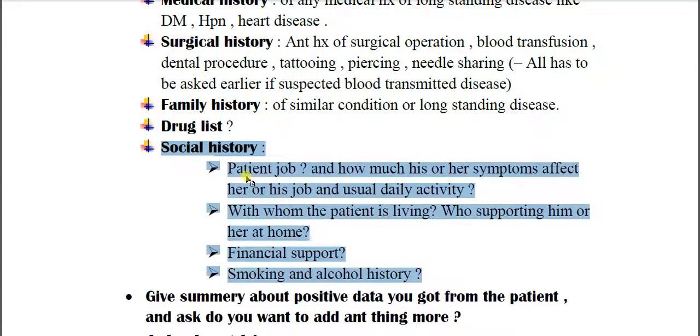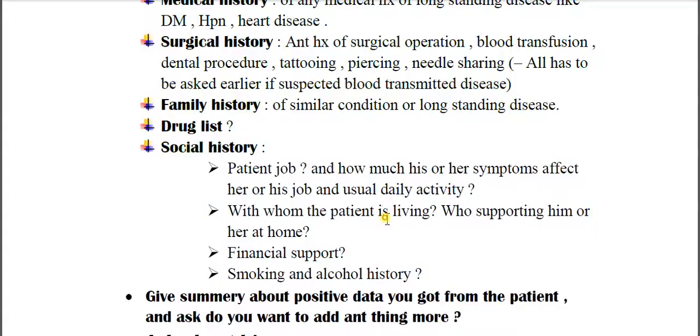What do you do for living, the patient's job, and how much his symptoms affect your job and usual daily activities. Refer the patient to a social worker if usual daily activities and social life is interrupted. And refer the patient to an occupational health care worker if his job is affected because of his symptoms. With whom the patient is living and who is supporting the patient at home. What about financial support, smoking and alcohol history.